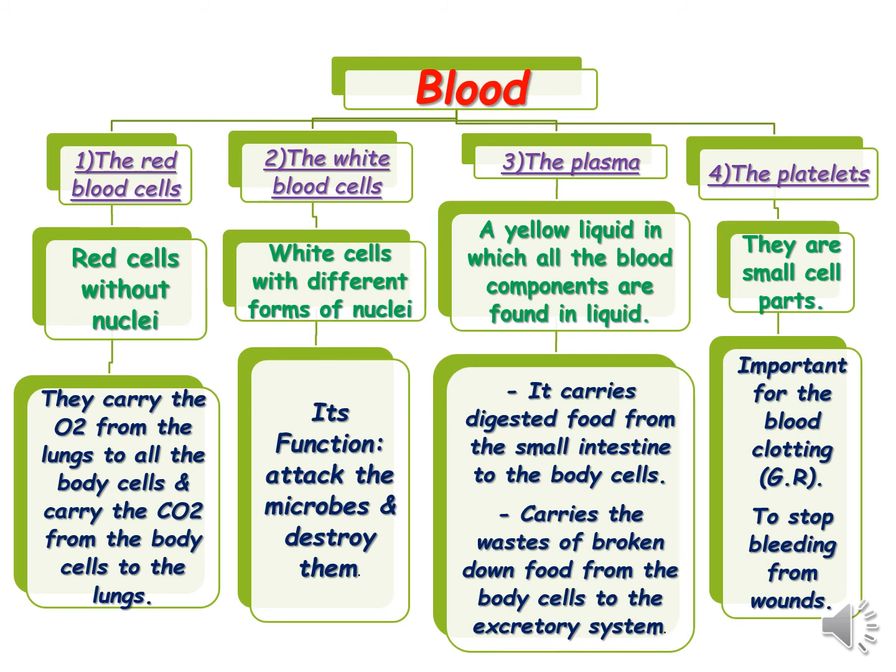White blood cells, white cells with different forms of nuclei. So there is a nucleus inside a white blood cell. Its function, attack the microbes and destroy them. So they defend us against microbes. The plasma, yellow liquid in which all blood components are found in liquid.